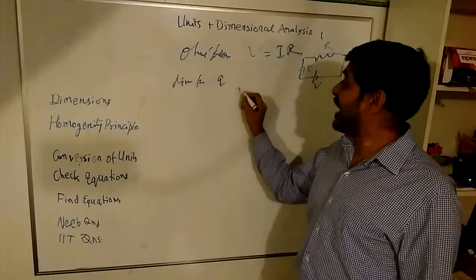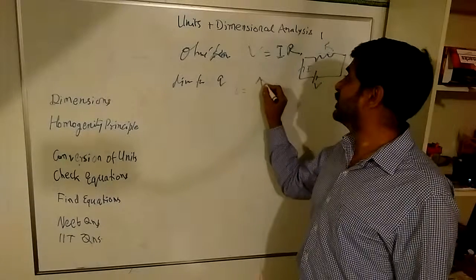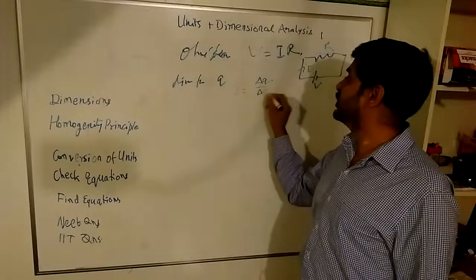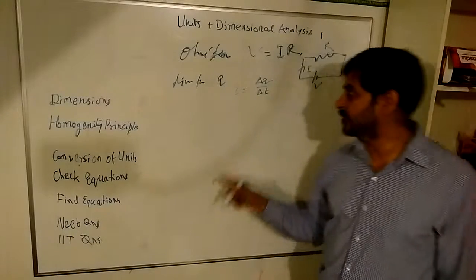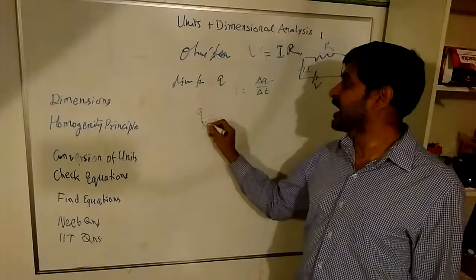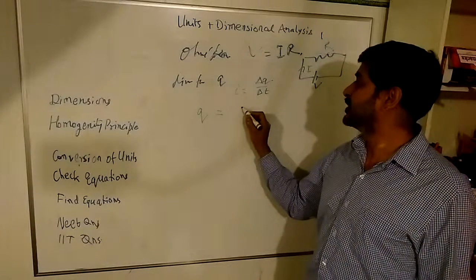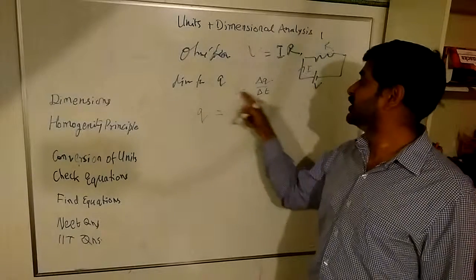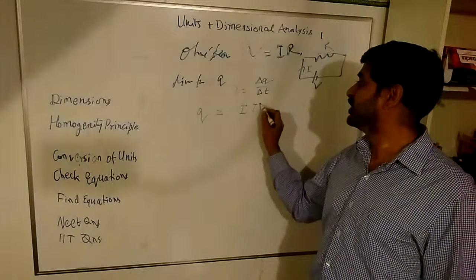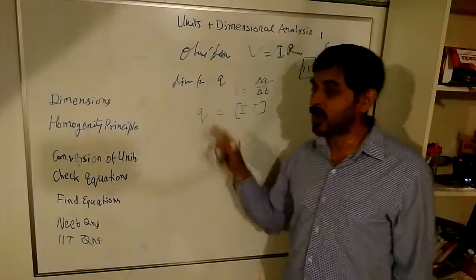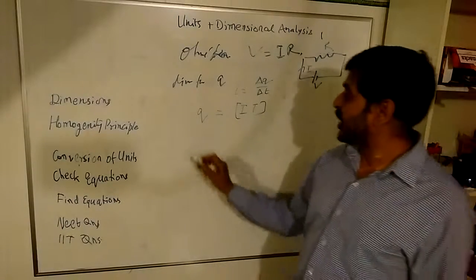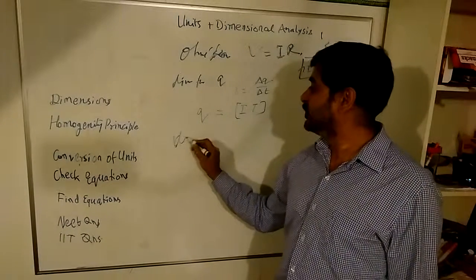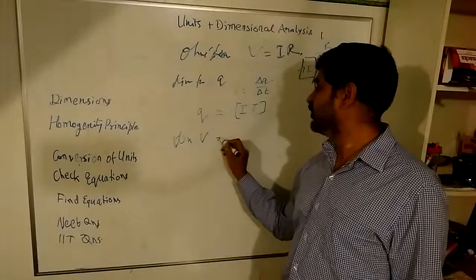Now we define I as the current, the charge flowing in a unit period of time. So if you are asked, the dimensional formula of Q will be the dimensional formula of I into T. So this is the dimensional formula of Q. Next we will try to find out the dimensional formula of the voltage V. And what is V defined as?